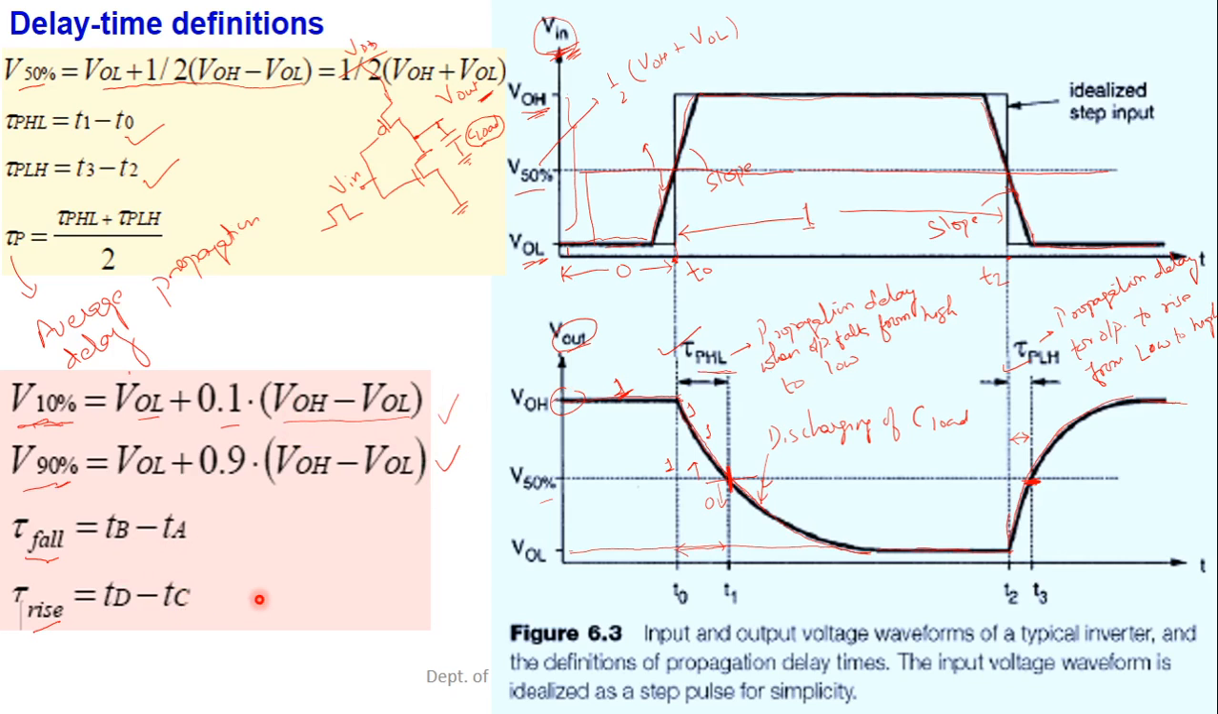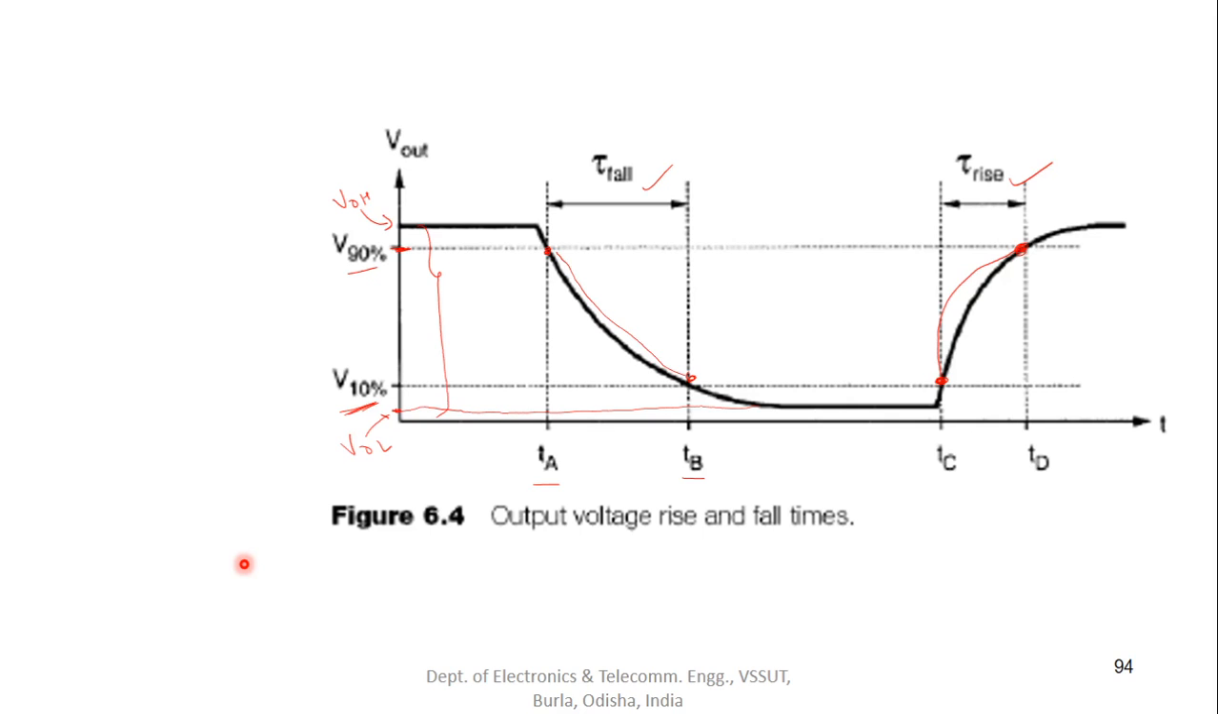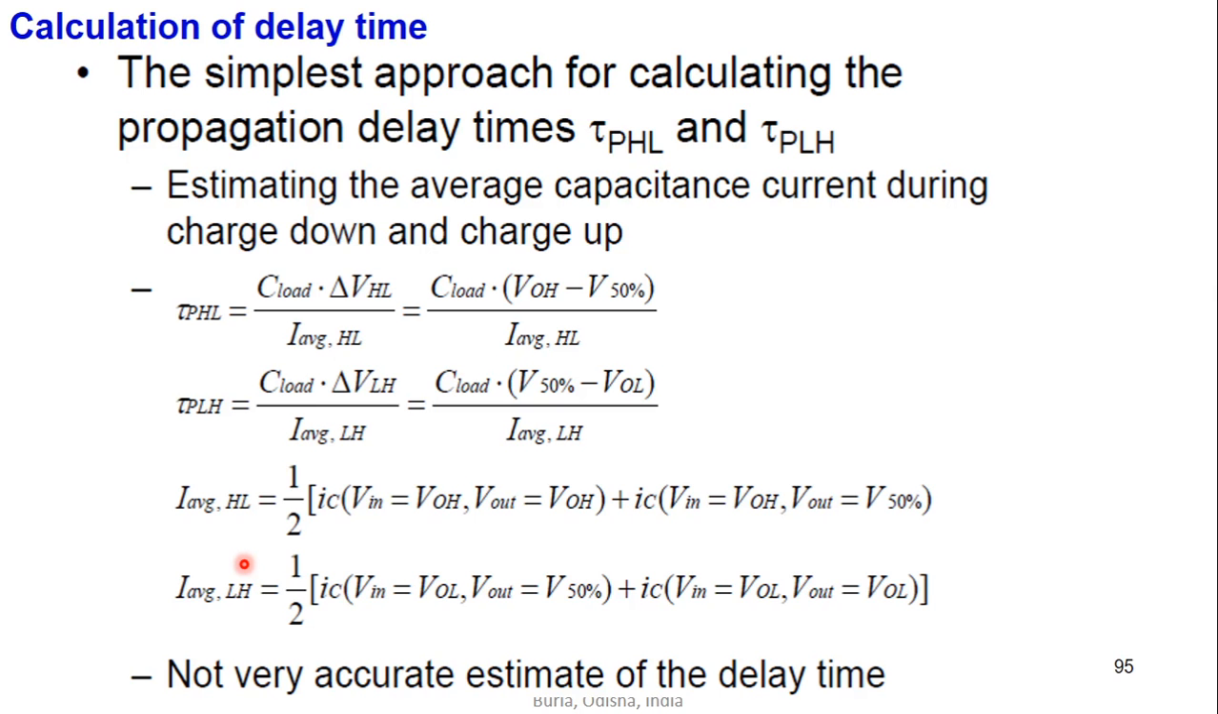But basically you can define these four parameters, that is, tau PHL, tau PLH, rise time and fall time, for any given signal. Here we are more interested in the output signal, how it changes with respect to the input signal, and that's why we define these things for the output signal. Next we will see the calculation of these delay times, tau PHL and tau PLH.